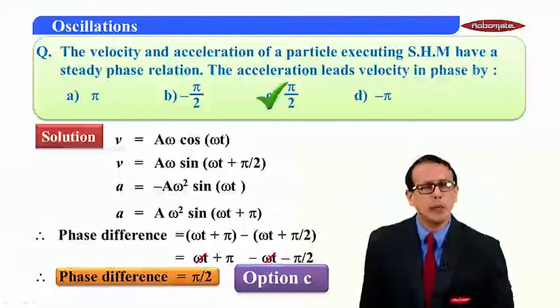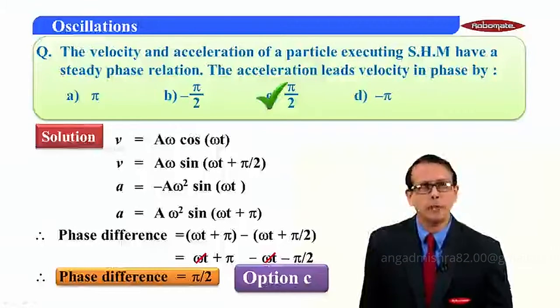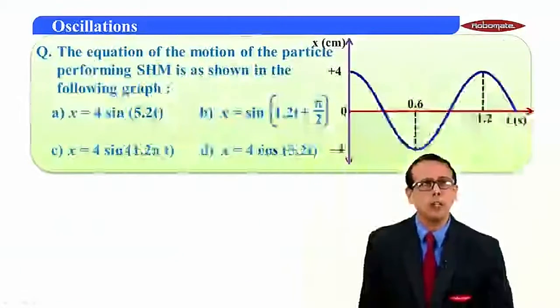Students, the same conclusion we have already seen in the graphical representation of SHM. Phase difference between acceleration and velocity is pi by 2. Let's go for the next question, students.